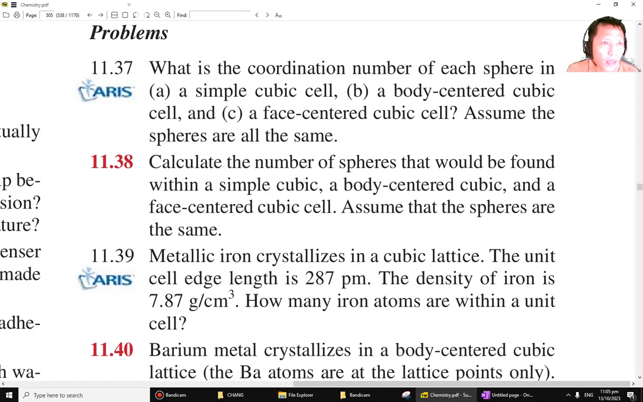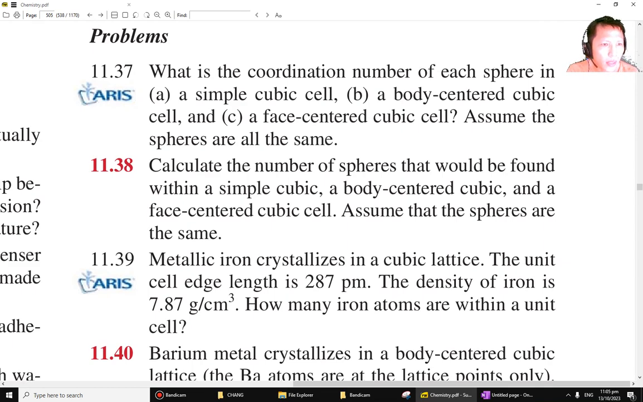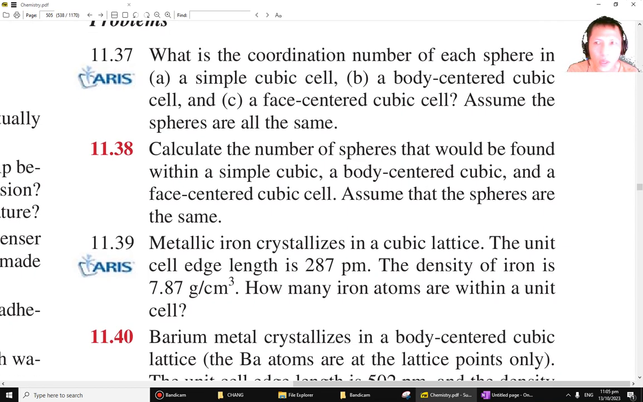These are the problems at the back of the book. So I'll just focus on somewhat those that are harder probably. And also I'll be monitoring the time. Problem 11.38 states here: calculate the number of spheres that would be found within a simple cubic, a body-centered cubic and a face-centered cubic. So I already discussed this in the last video.